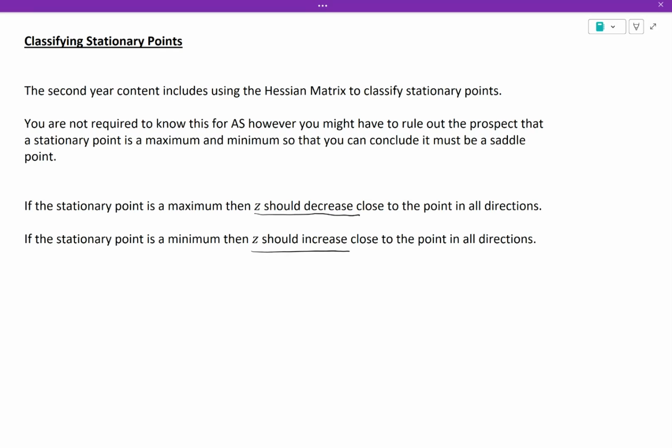So if we can find a direction where it increases and a direction where it decreases, then it can't be a minimum. Now, we can't use this method to classify for a maximum or for a minimum because we can't test every single direction. However, if we can show one direction it decreases, the other one it increases, then we can be sure that this point must be a saddle point and therefore not a maximum or a minimum.